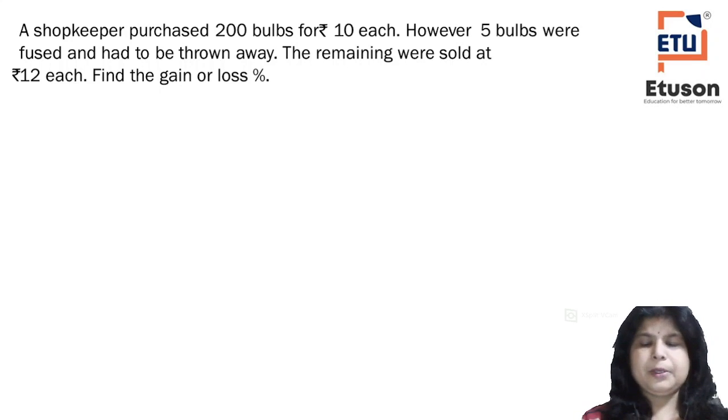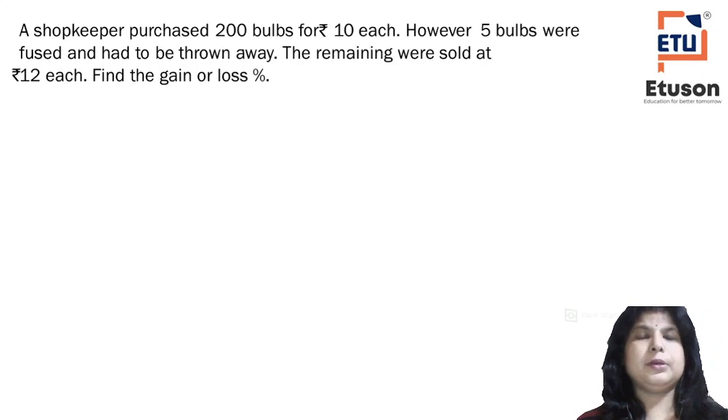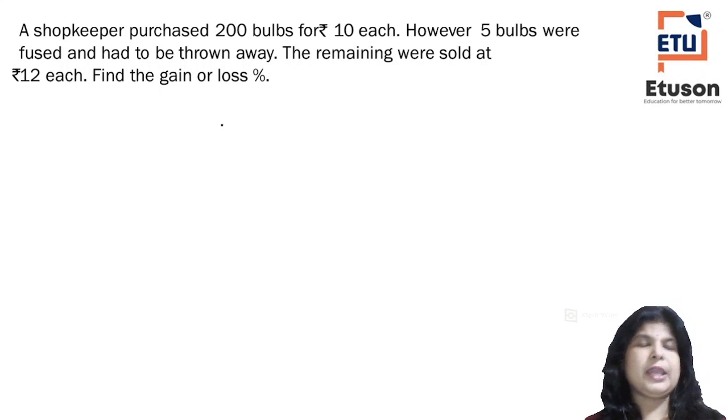A shopkeeper purchased 200 bulbs for rupees 10 each. However, 5 bulbs were fused and had to be thrown away. The remaining were sold at rupees 12. Find the gain or loss percentage. Okay.